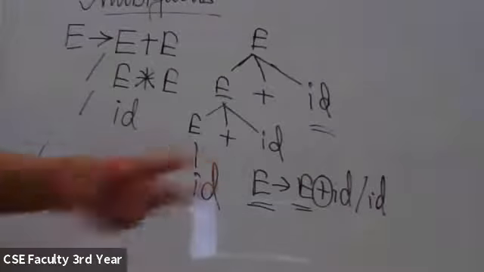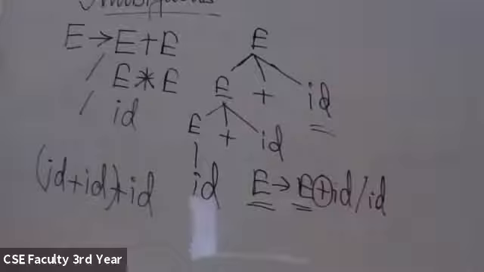So this is a way of solving the associativity problem. Now we will see how to solve the precedence problem along with it. So for that, note down: the operator having higher precedence should be at the lower level.